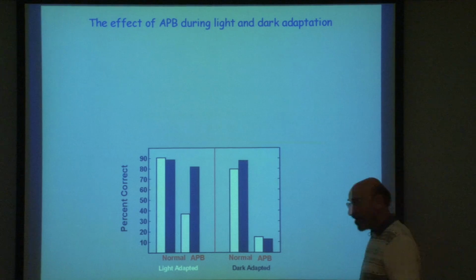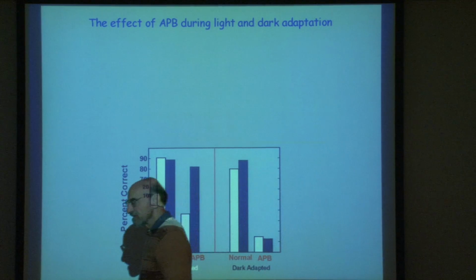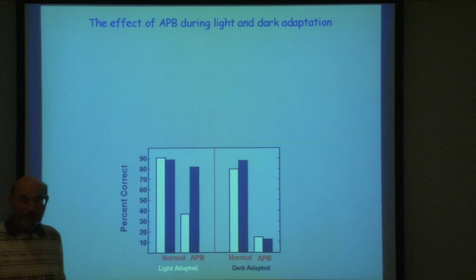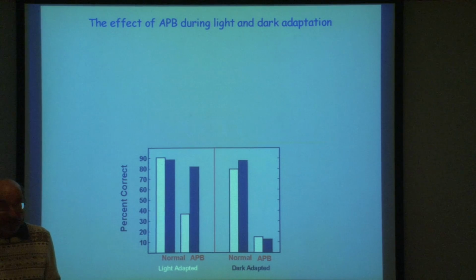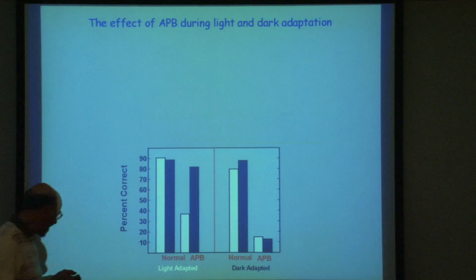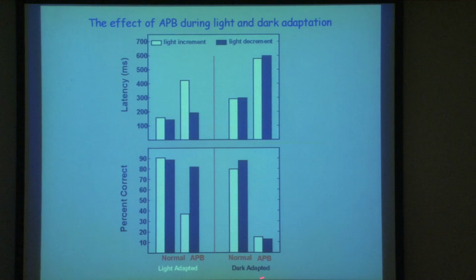Now, there are, among humans, a small population of individuals who are night blind, and what's the situation with them? It's called night blind because they see very poorly at night, and in fact, when that is known, they only get a special kind of driver's license, one saying you can drive in the daytime, but you can't drive at night. So now we have a monkey here with APB injected.